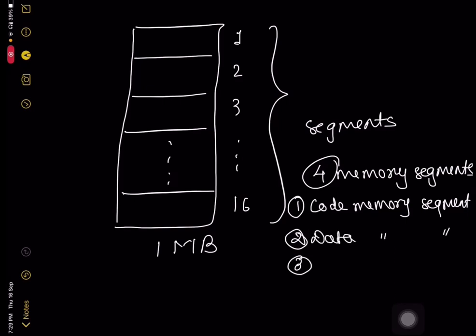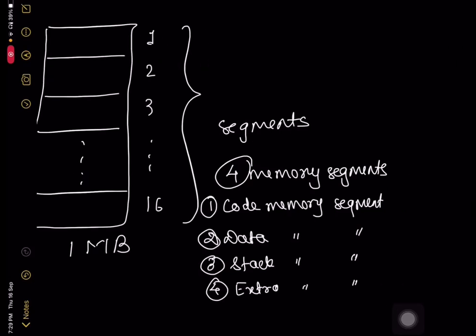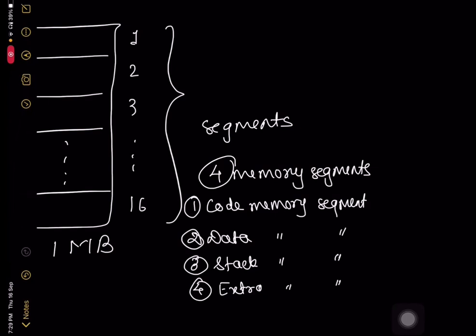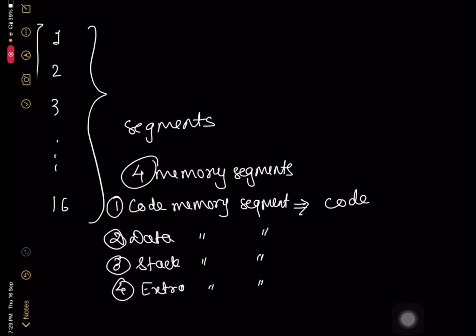Third memory segment is stack memory segment. And fourth memory segment is extra memory segment. These 4 memory segments have specific functions. Code memory segment is used to store the code. Whatever program we write, that program is stored in the code memory segment.